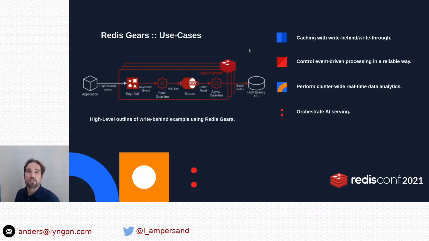Some of the use cases that it allows you to do: one common use case is to put some of the caching logic inside the Redis cluster itself. For example, one example that was presented last year was to have write-behind or write-through mechanics as a gear on the system. So the applications could write high velocity I/O to the Redis cache, and then behind the scenes the gear itself would batch those and write them in batches more efficiently to a high latency DB.